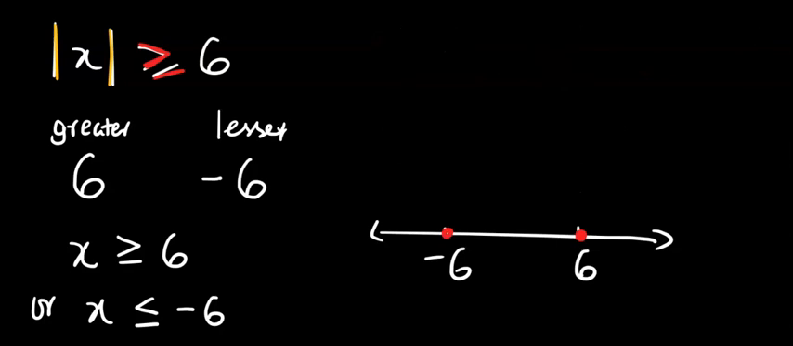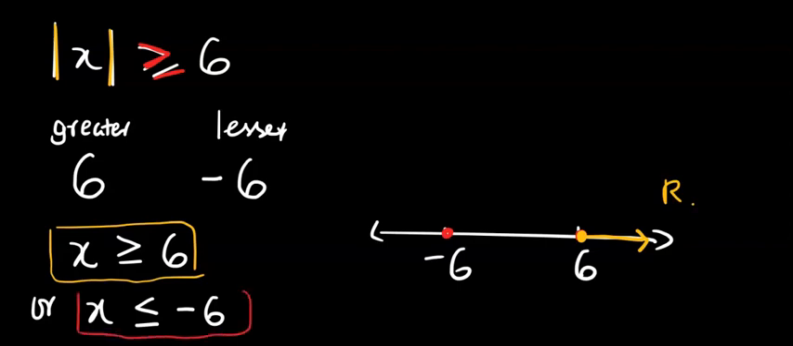I'm going to erase this equation and use the same graph here. You see here, x is all the real numbers, but x must be greater than or equal to positive 6. So you're going to have your arrow go to your right side. Come back here. x is all the real numbers, but x must be less than or equal to negative 6. You let your arrow go to your left. That is how we solve a basic absolute value inequality and how to graph it.